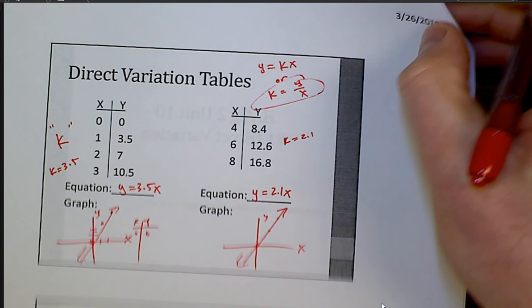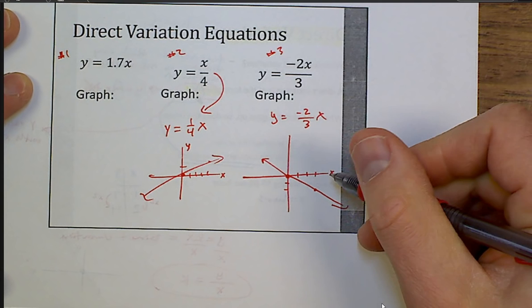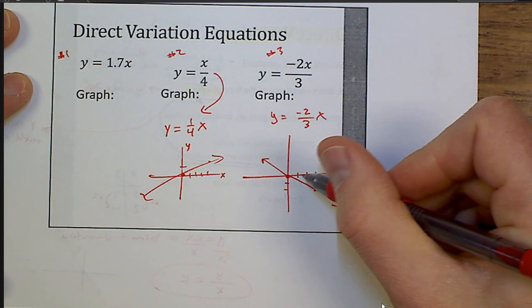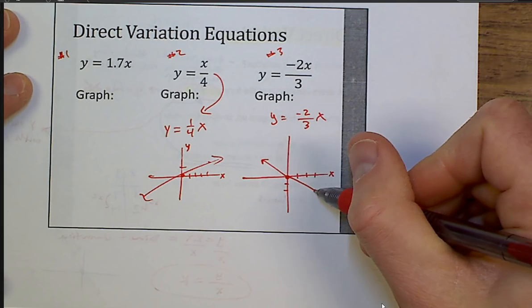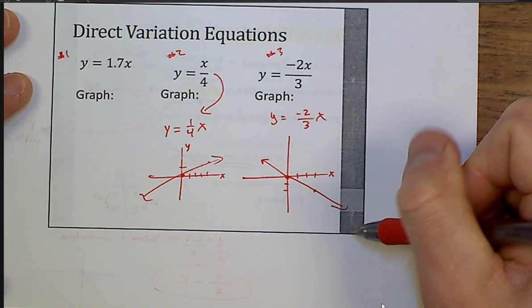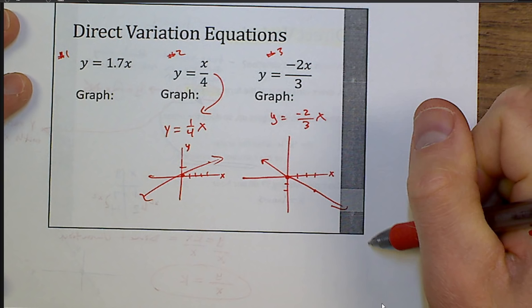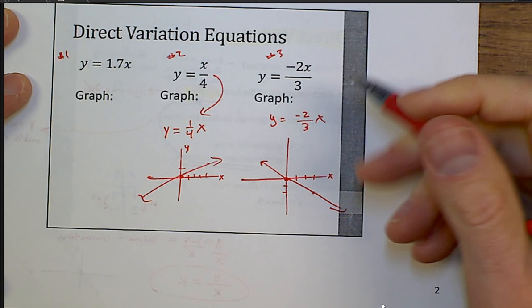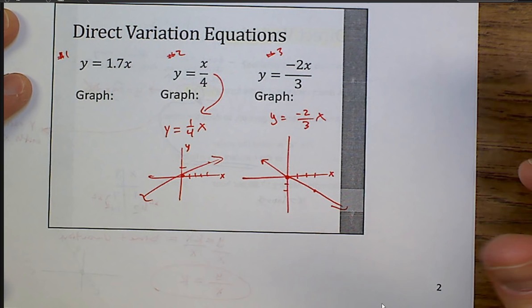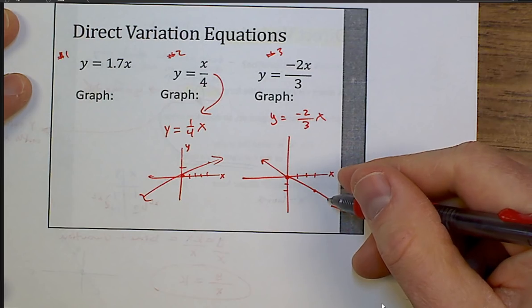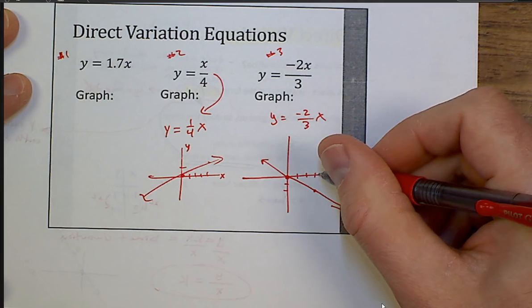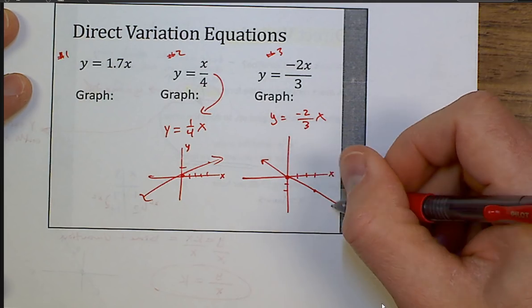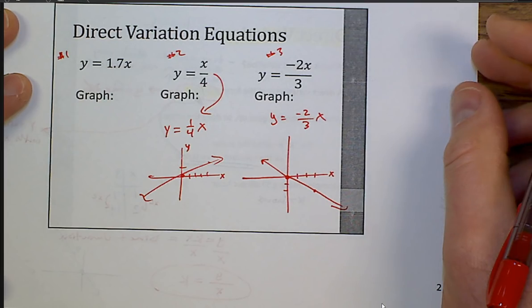Well, what happens when it's negative? It's still happening. As your x value is increasing, your negatives are getting larger. You're getting bigger negative numbers. So the whole idea of as one increases, the other increases still holds true in this specific example with the negative, because as your x's are getting bigger, your negative numbers will also continue to get bigger. Okay?